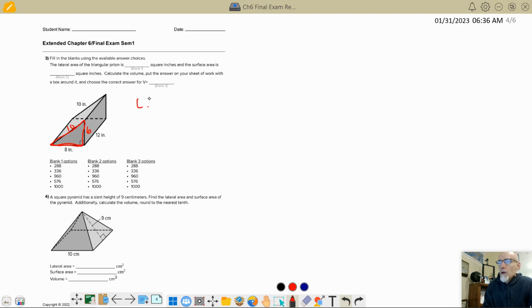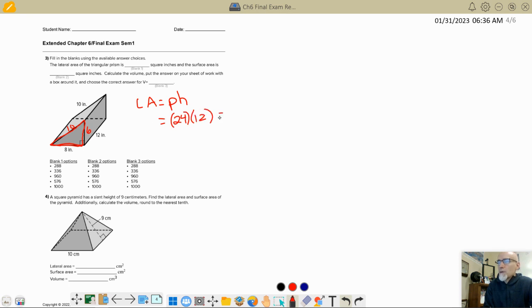So the lateral area formula is the perimeter of the base times the height, and the perimeter of the base is 8 and 6 is 14, plus 10 more is 24. So I'm just going 6 plus 8 plus 10. That's 24 for the perimeter of the base. And the height is 12.